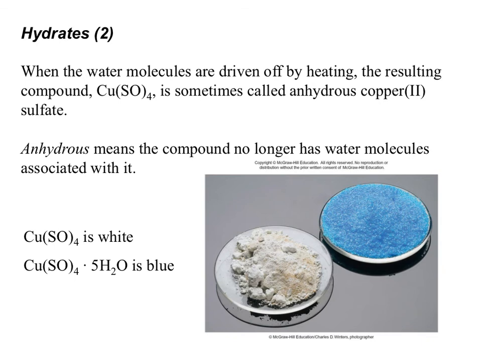How can we visually tell? Well, copper sulfate anhydrous is white, whilst copper sulfate pentahydrate is blue. The water is coordinating with the metal, making it colorful.